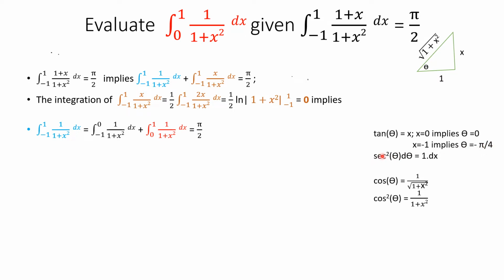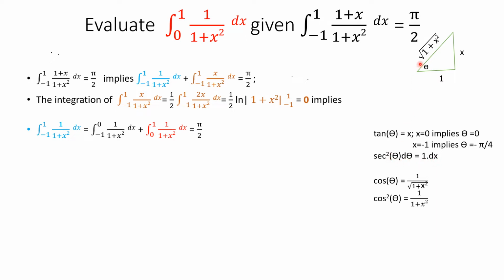Now we will look at the derivative of tan theta. If we do the derivative of tan theta, it's going to give us sec squared theta d theta. And the derivative of the right hand side, which is x, will give us 1 dot dx. We will keep this one because we need to replace dx also.